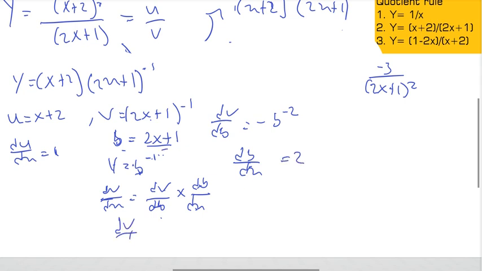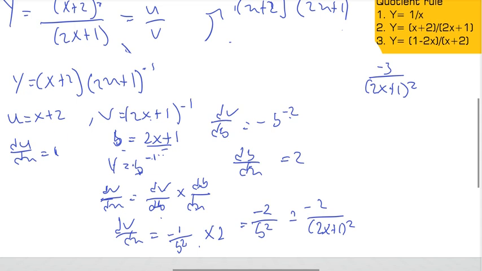So dv dx will be equal to dv db, which is minus b raised to the power minus 2. So let's just say minus 1 over b squared. We are changing this to this form, then multiplied by 2. So this will be minus 2 over b squared. And what is b squared? We have minus 2. b is what? b is 2x plus 1, squared. So we're having this now.